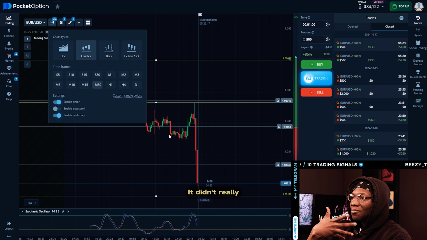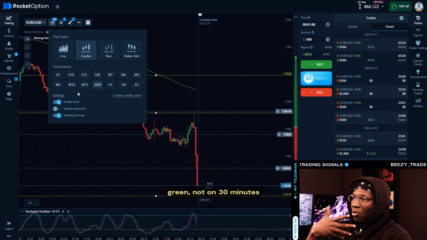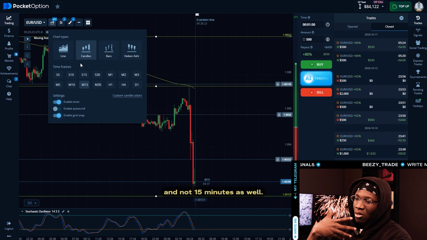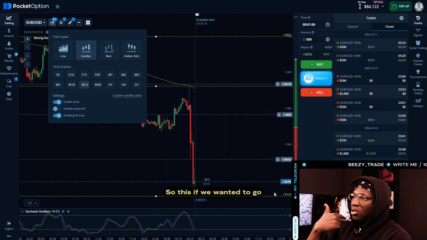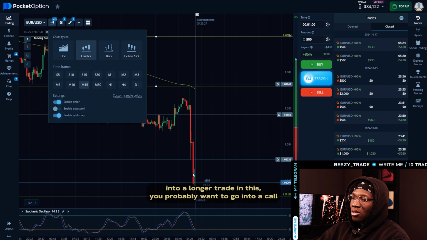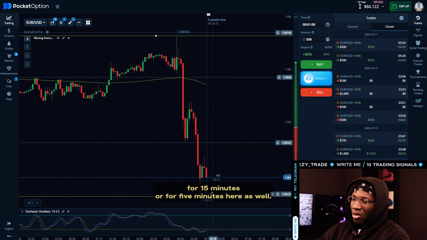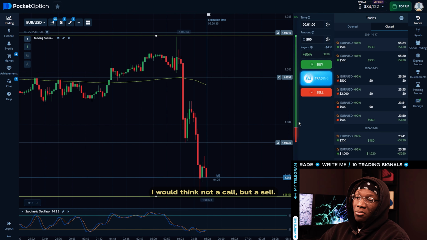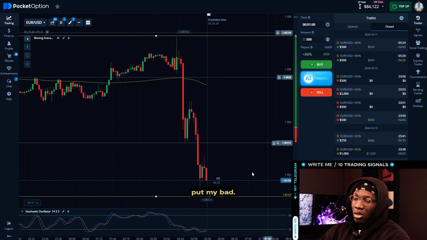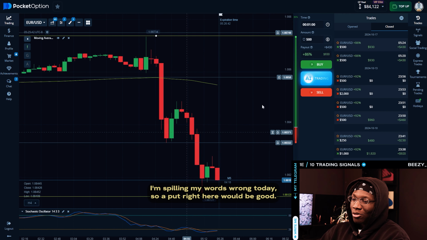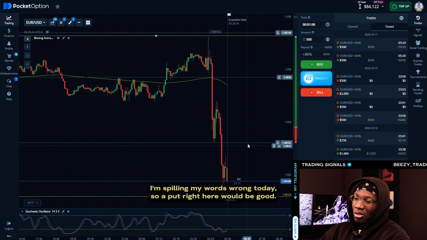We see that it just kind of paused on its way down. It didn't really go green, not on 30 minutes and not on 15 minutes as well. So if we wanted to go into a longer trade in this, you probably want to go into a call for 15 minutes or for 5 minutes here as well. I would think not a call, but a put. My bad. I'm spilling my words wrong today. So a put right here would be good.